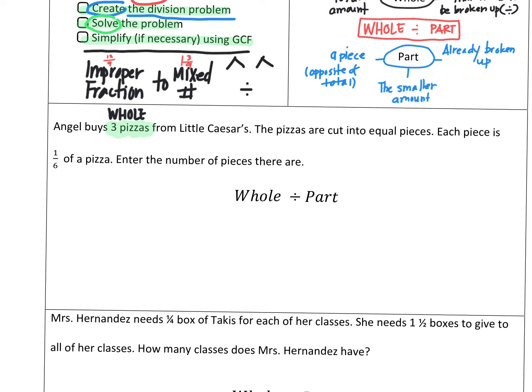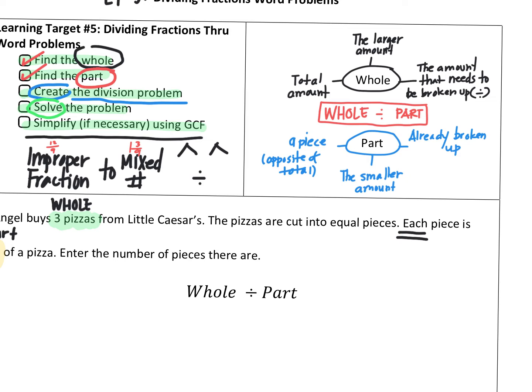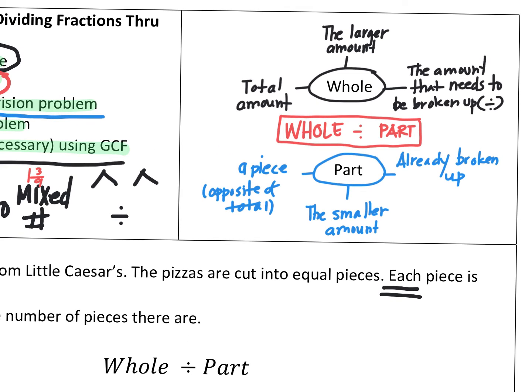Okay, 3 pizzas are the whole amount we have. And I want you to notice something. The next number we have is 1/6 of a pizza, right? I know this is a part. I want you to do something for me with your pencil. I know this is a part because it has the word each, right? The minute I see the word each, I know for sure that's a part. And it's a smaller number, so each piece is 1/6 of a pizza, right? In fact, let's go back here and put a word that we often see, and that's each, for a part.